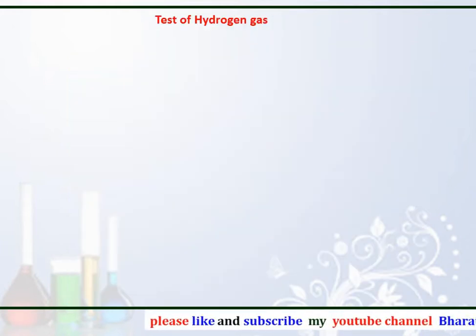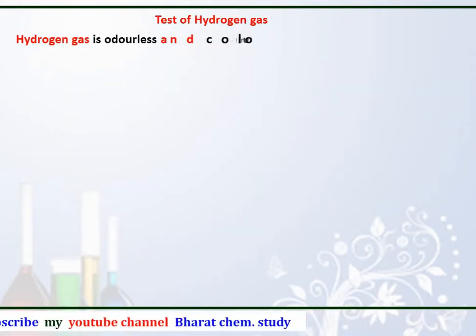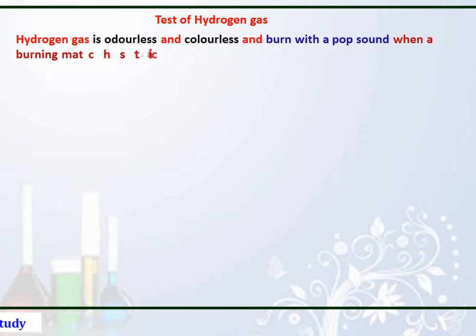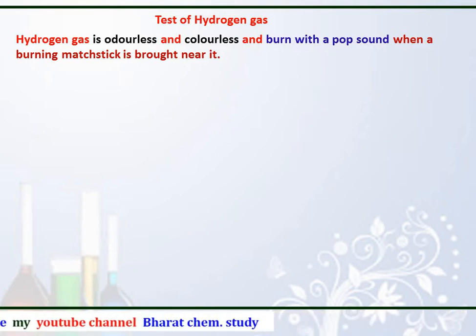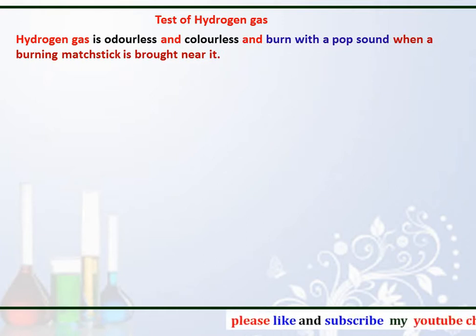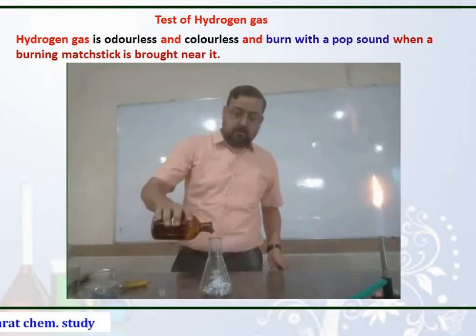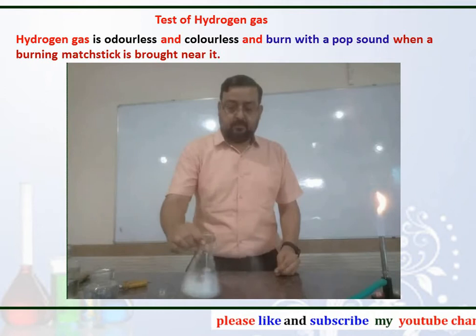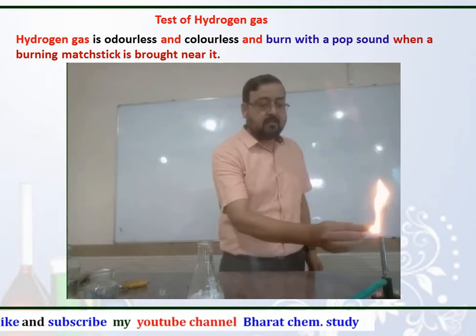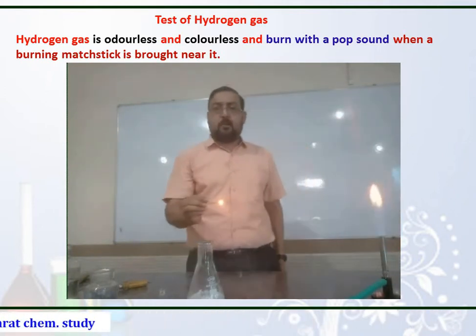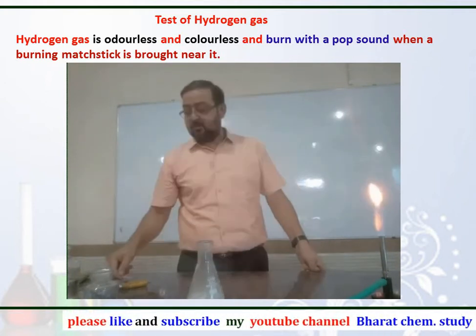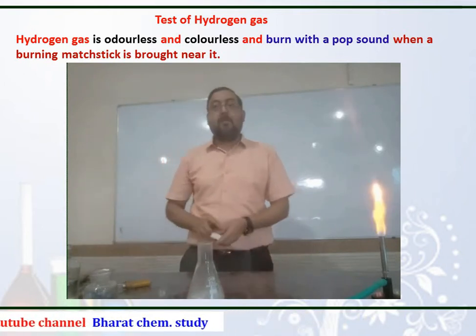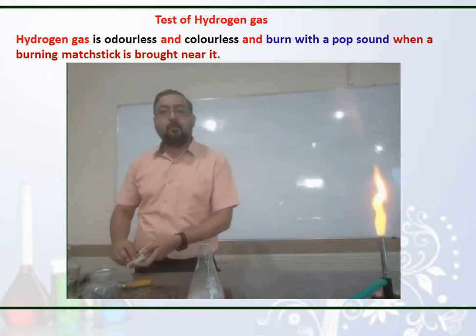Now the test for hydrogen gas: hydrogen gas is an odorless and colorless gas, so it cannot be detected from its color or smell. It burns with a pop sound when a burning matchstick is brought near it. So let's see how the hydrogen gas burns with a pop sound. So we prepare the hydrogen gas here. So I am taking the burning matchstick near it. Very carefully listen to the sound. So this is the sound produced when we burn hydrogen gas. It burns with a pop sound.